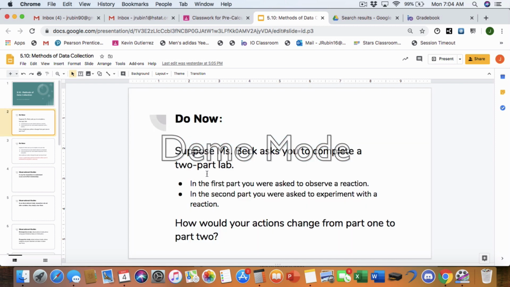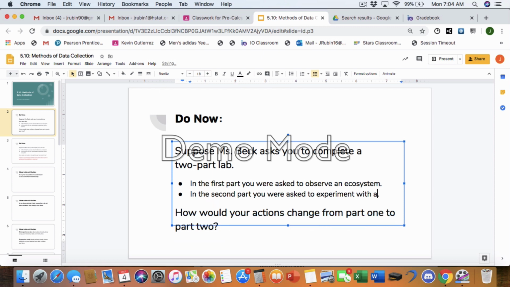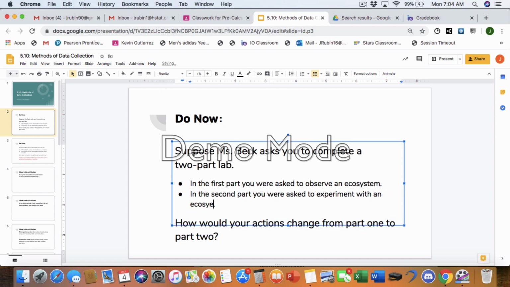Suppose Miss Beck asked you to complete a two-part lab. In the first part, you were asked to observe an ecosystem. In the second part, you were asked to experiment with an ecosystem. My question for you is how would your actions change from part one to part two? Now, this is an opinion based question, so there's no wrong answer, but when you're done, come back and check slide number 3 so that you can see my response.